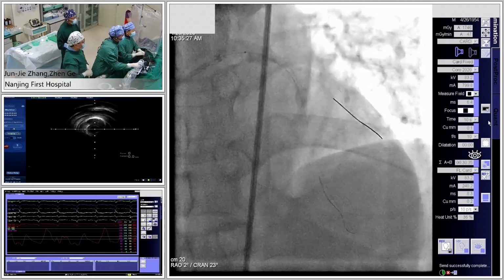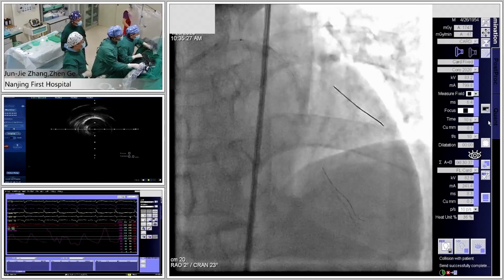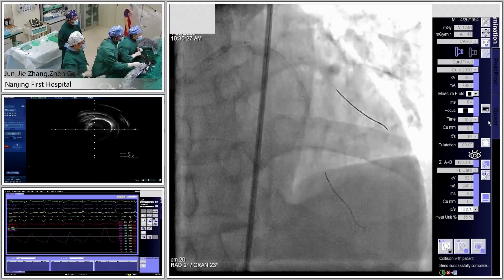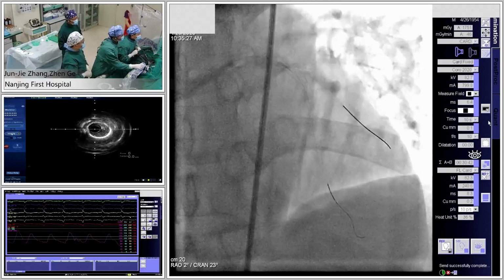Is there any resistance? Yes. This IVUS cannot go through this.